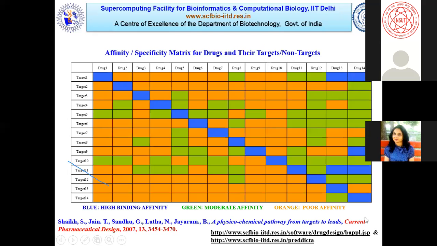Whereas drug 14 is not such a nice molecule. It's like a promiscuous molecule. Drug 14 is binding to target 14, but it's also binding to target 1. So this can cause toxicity, right? So you can scan off-target binding and toxicity related to off-target binding using computational methods, using in silico methodologies. So that is the idea of this slide, right?